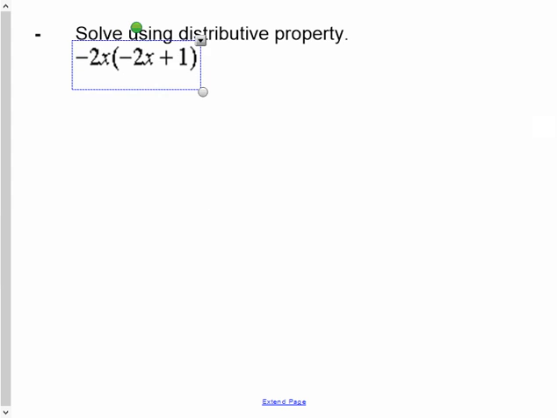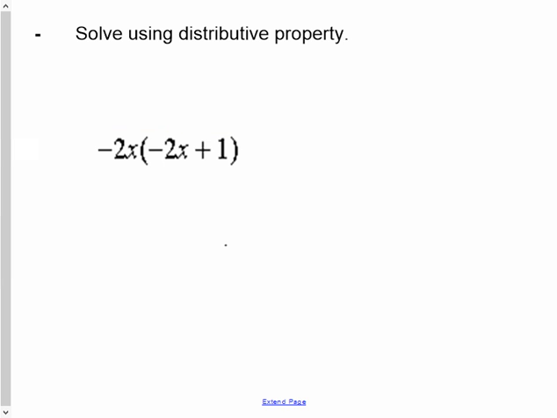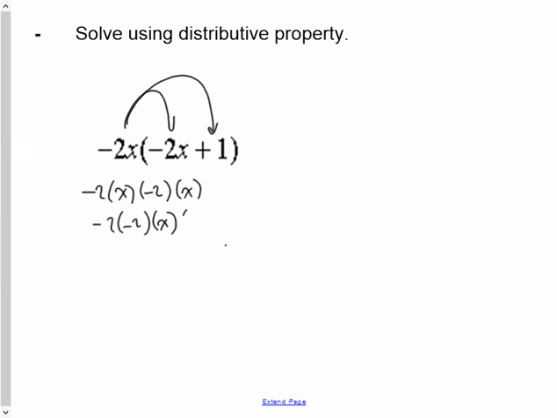And finally, the last solved by distributive property. Is it the last one? One more? 2 more? 3 more? Oh, wow, there's a lot more. Solve using distributive property. Negative 2x times negative 2x is negative 2 times negative 2 times x, or positive 4x squared. The second one, negative 2 times 1, is simply negative 2x. Anything times 1 is itself. So your solution is 4x squared minus 2x.